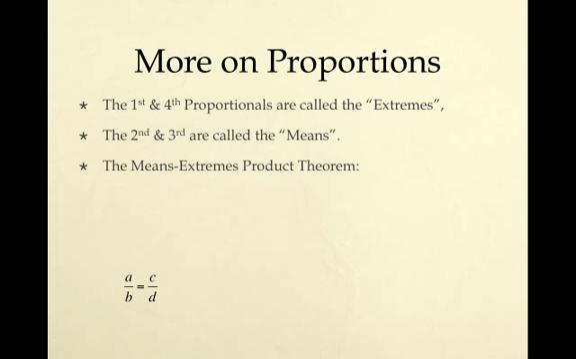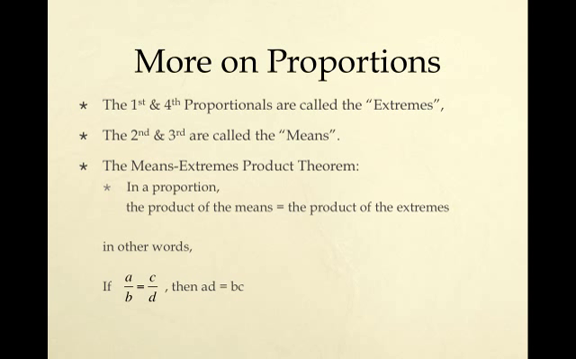All right, there's an important theorem that comes up here called the means extremes product theorem. You can abbreviate that as M-E prod theorem. And it says this: in a proportion, or an equality of two ratios, the product of the means, which is B and C, equals the product of the extremes, A and D. In other words, if you know A over B equals C over D, then AD equals BC. This theorem is the justification for all the cross multiplying you've been doing all throughout middle school and junior high.